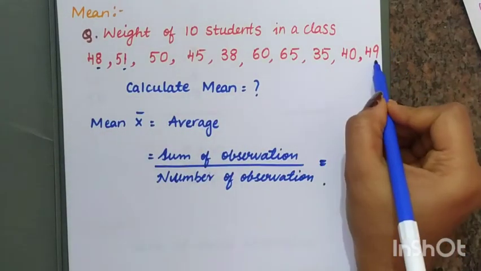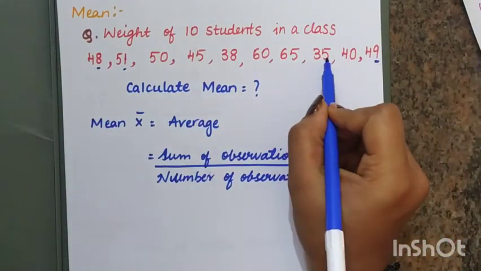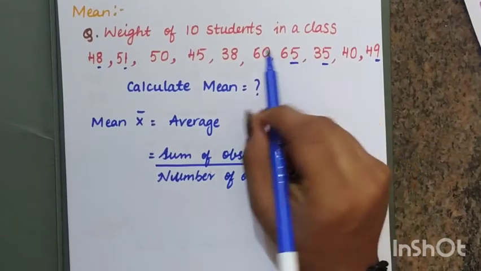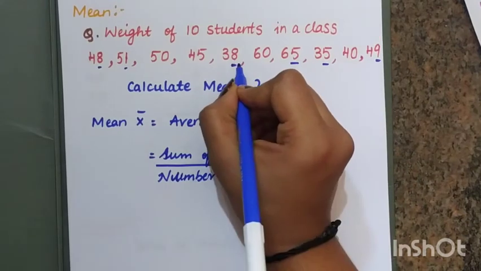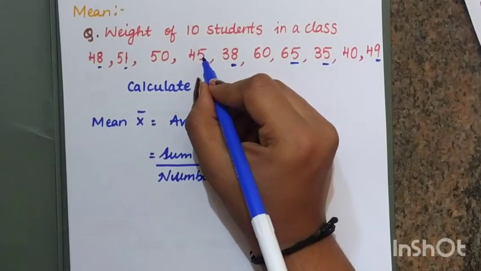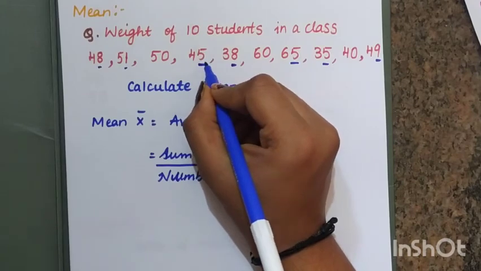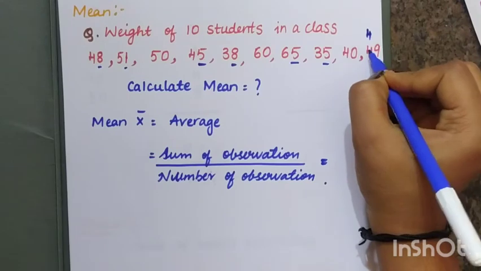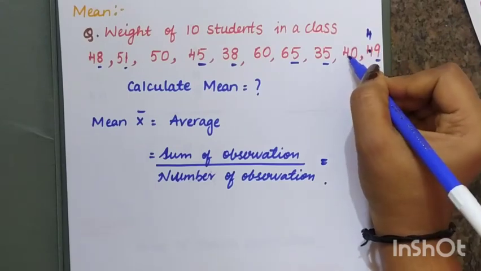9 plus 9, 18. 18 plus 5 is 23. Then 23 plus 5, 28. 28 plus 8, so 36. 36 plus 5 is 41. So 4. 4 plus 4 is 8. 8 plus 4 is 12.